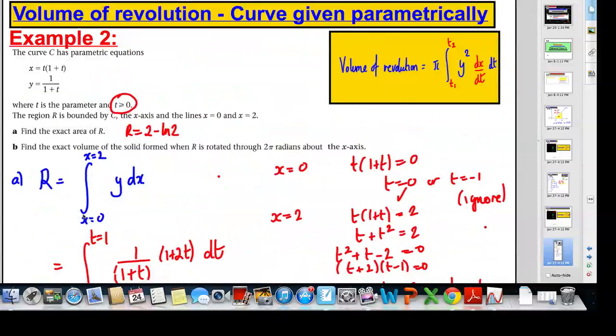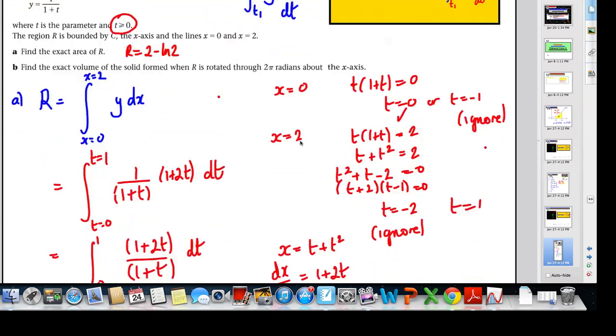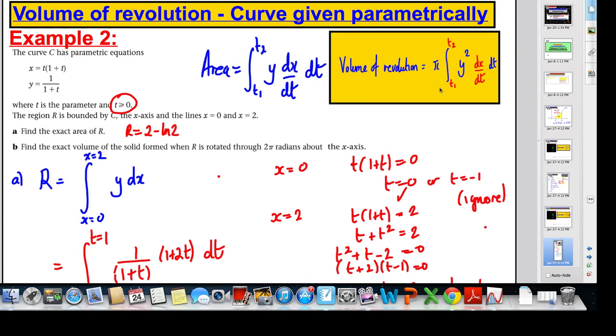So just to go back up to the top and think what we did, when we're working out the area under a curve given parametrically, we use the area is equal to the integral between t1 and t2 of y dx by dt, multiplied by dt. Okay, and we had to use partial fractions in this case, and when we use the volume, we use that formula there, and we're done.